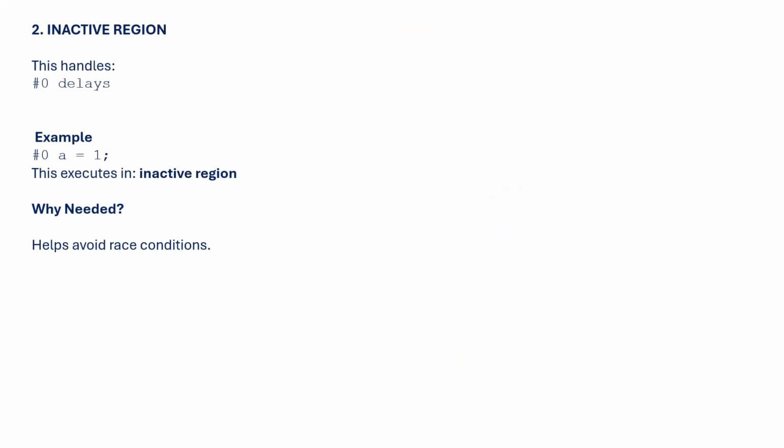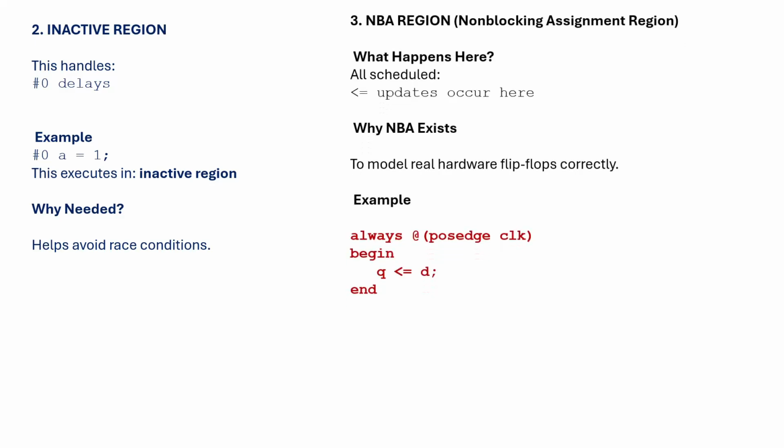And then the inactive region, where hash zero statements will be executed. To avoid race conditions, we consider this one. And then the NBA region: whatever the RHS was evaluated in the active region, here the LHS should be updated. So our output should be updated here in the NBA region.